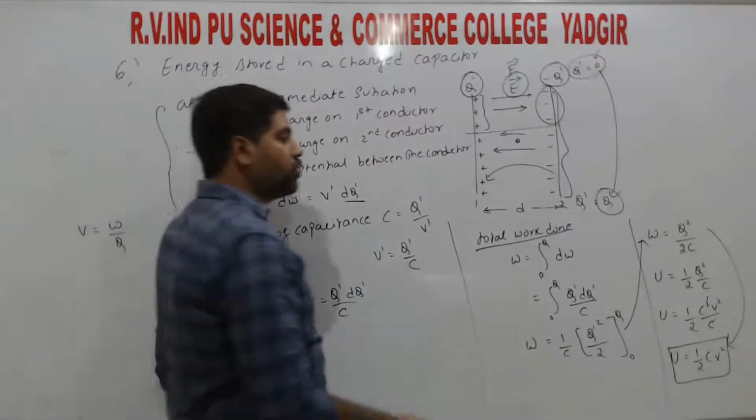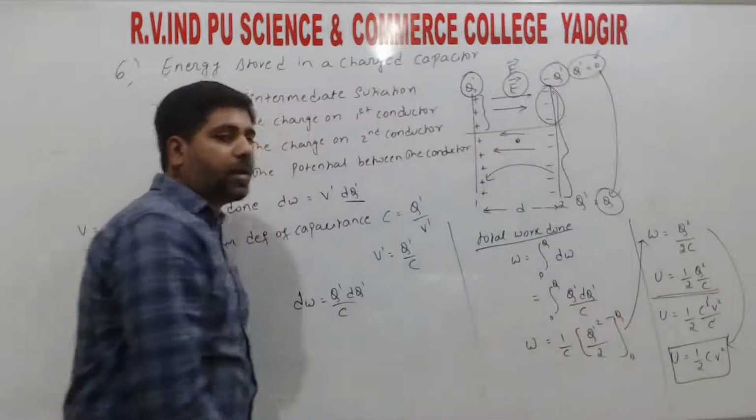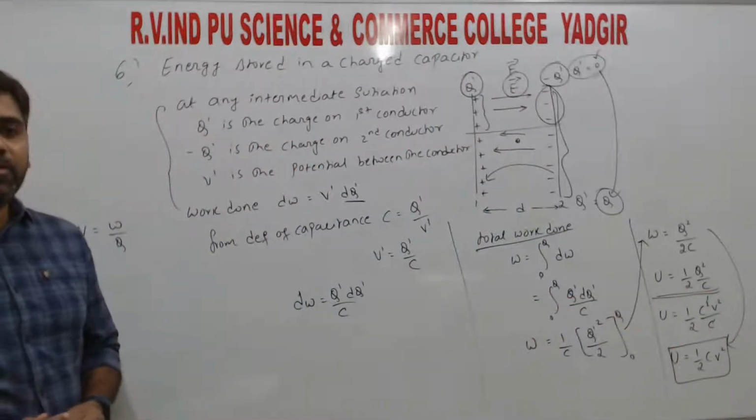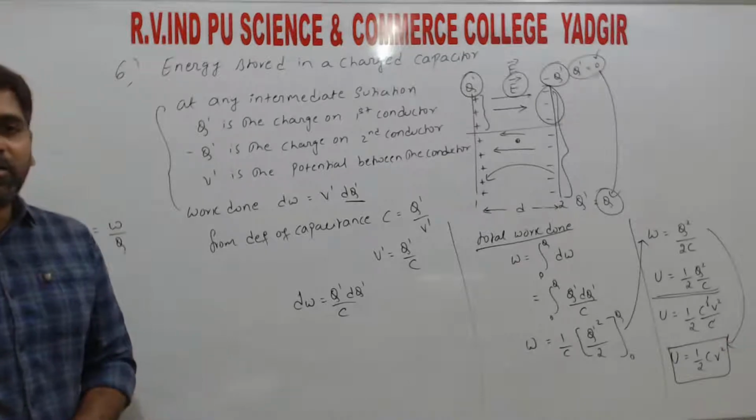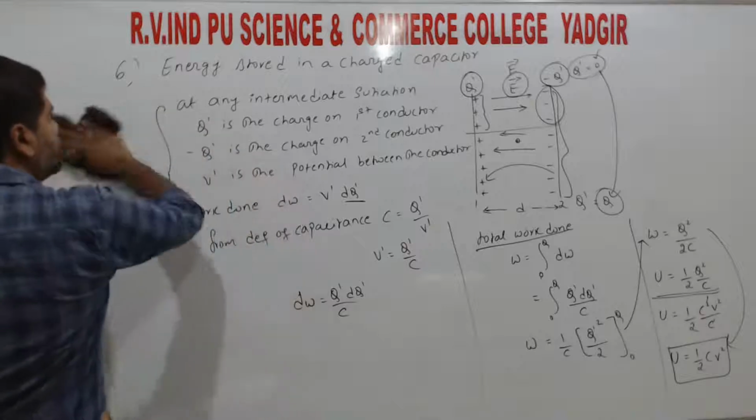Whatever we do here, we consider potential energy, but in terms of capacitance and potential, it is half CV square. So that is the standard form, right? So this is the energy stored in the capacitor.